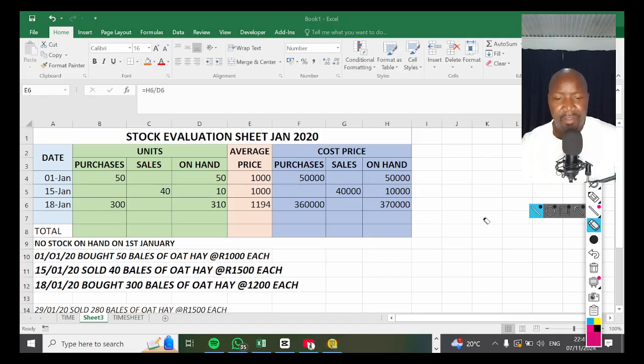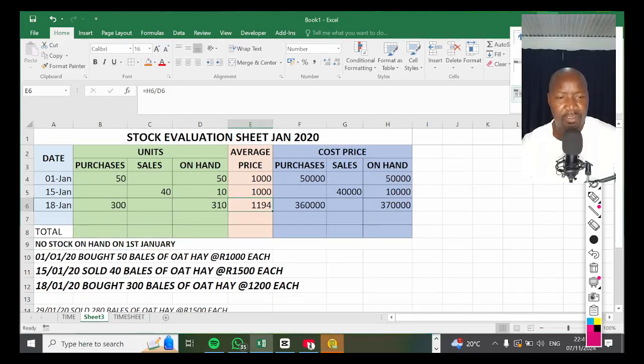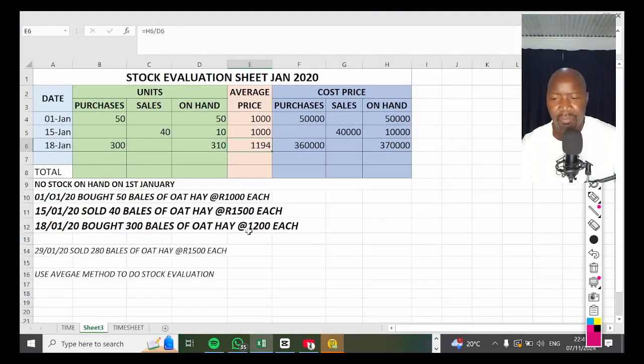Okay, now that we are done with that one, we're moving to the last transaction. I'm just going to remove this. The next transaction here is on the 29th. On the 29th of 01, what happened? Sold 280 bales.